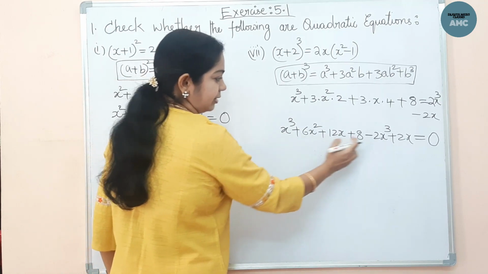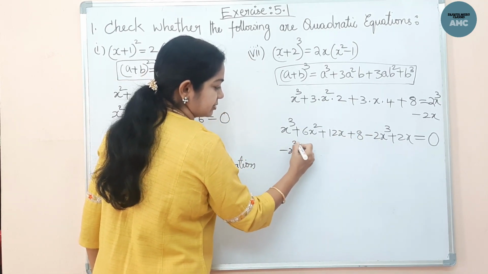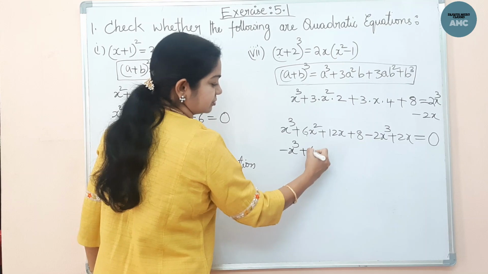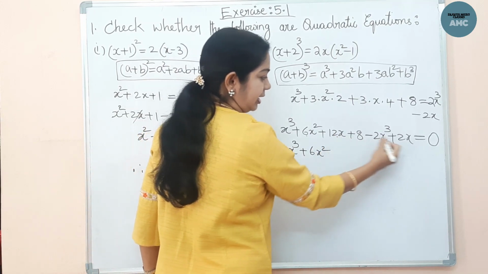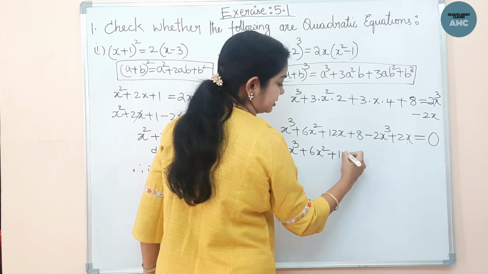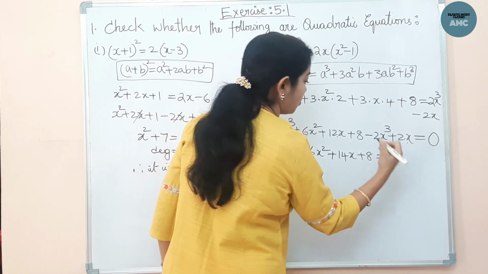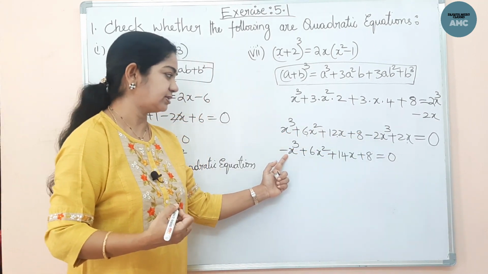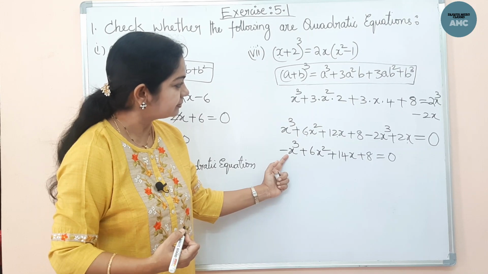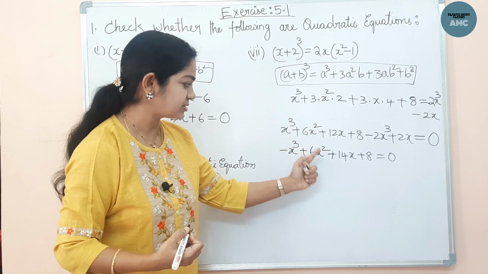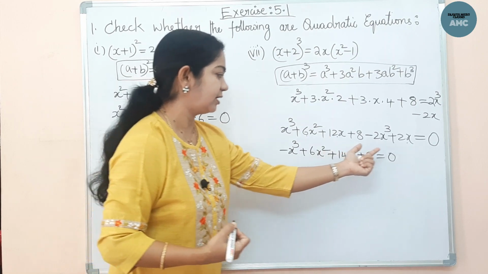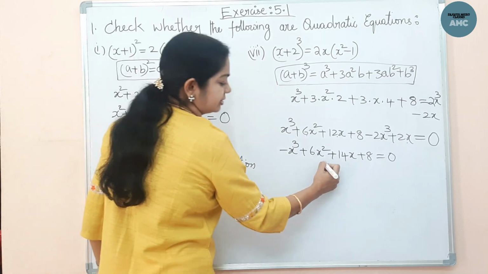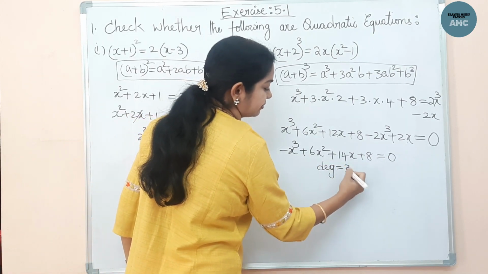Now x cube and minus 2x cube, it comes to minus x cube. Then 6x square, and there is no other x square term here. So 6x square. Now x term and x term, 12x and 2x comes to 14x, plus 8 equal to 0. Now here the degree is 3, right? The highest power of the variable, degree is 3.